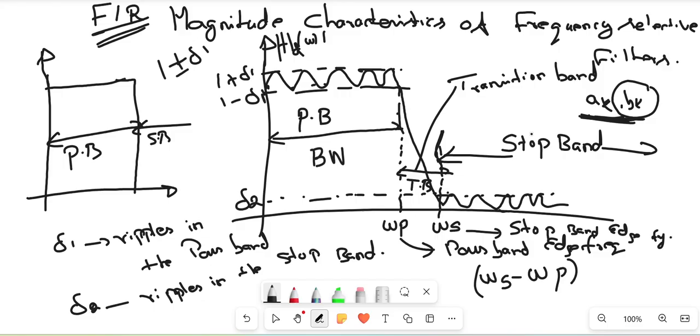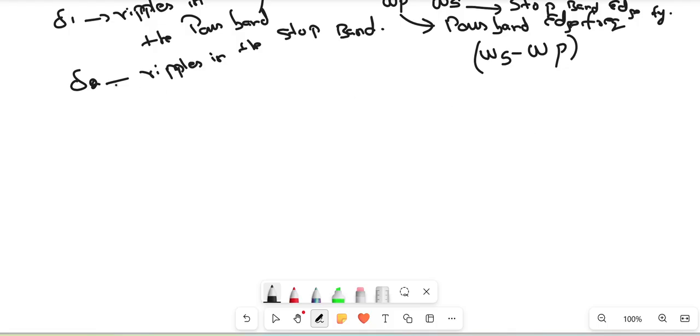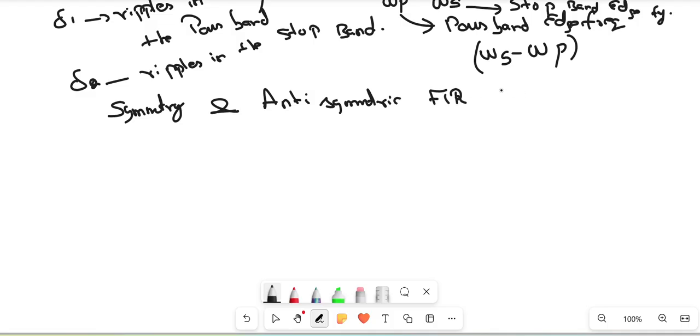Next we will see the symmetric and antisymmetric conditions for FIR filters. So, we know already how the FIR filter can be described by the difference equation.